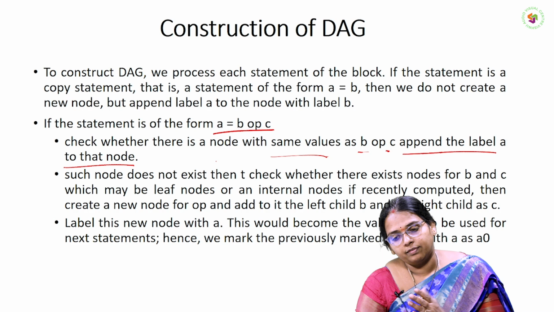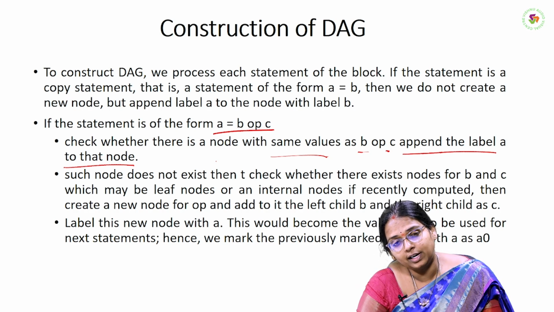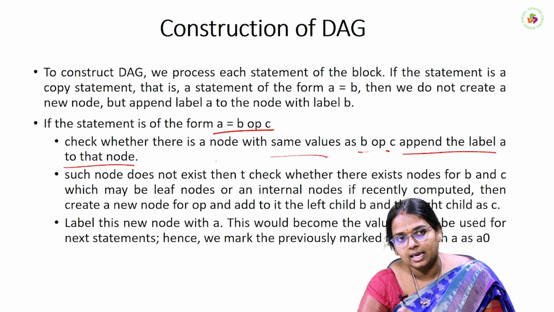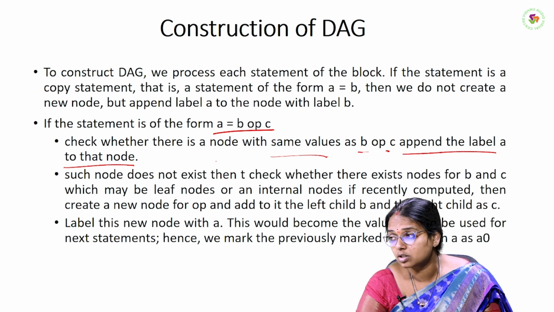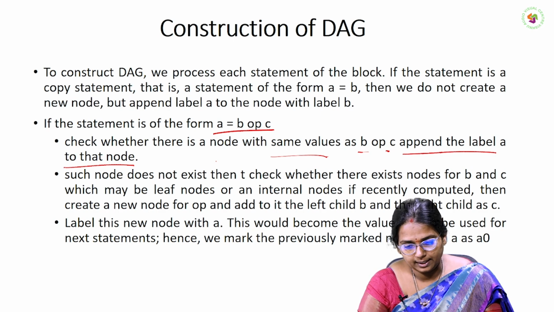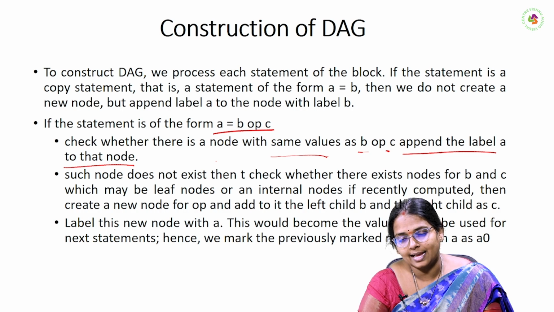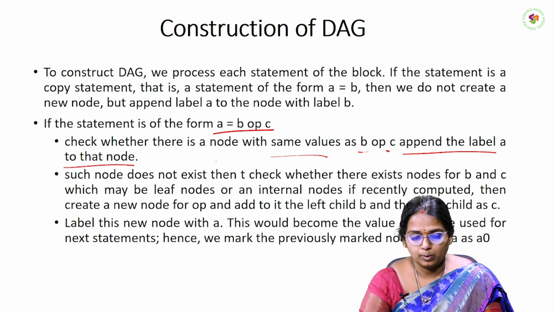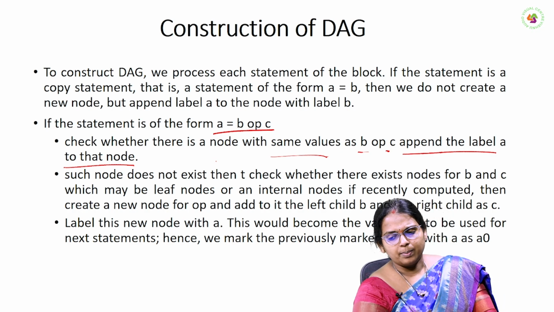Next, if such a node does not exist, what will we do? We'll check whether the existing nodes for B and C have any leaf nodes or internal nodes. Then create a new node. If it is not there, we'll create a new node for the operator, with the left child as B and the right child as C respectively. Label this node with A. This would become the value.